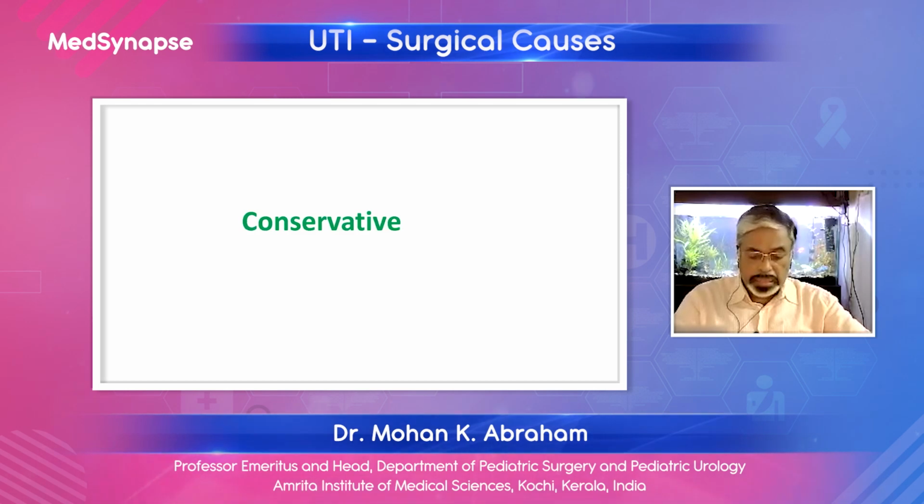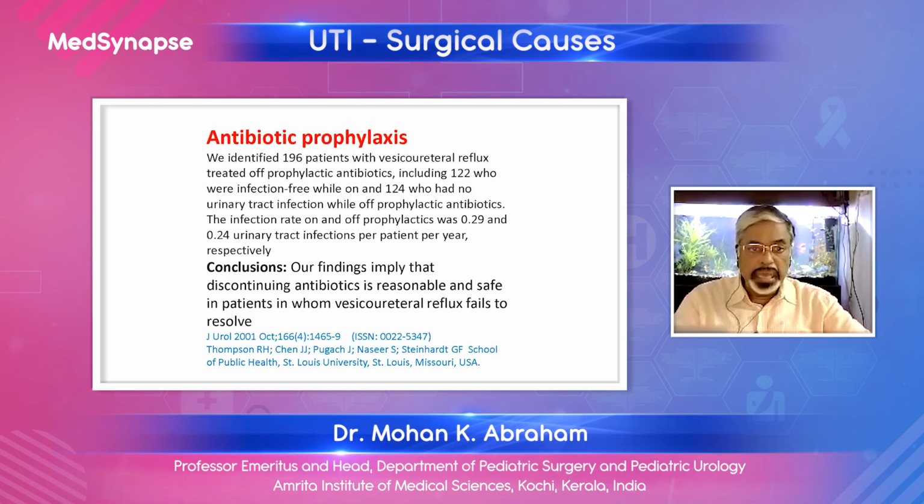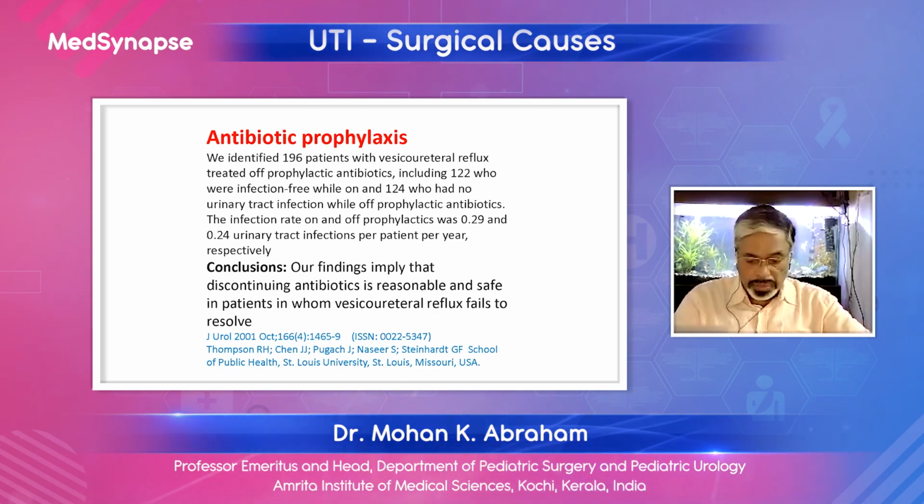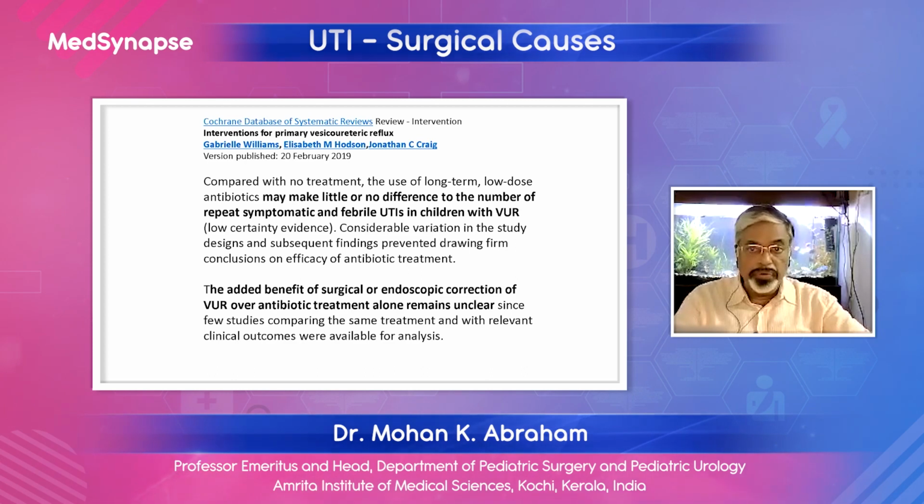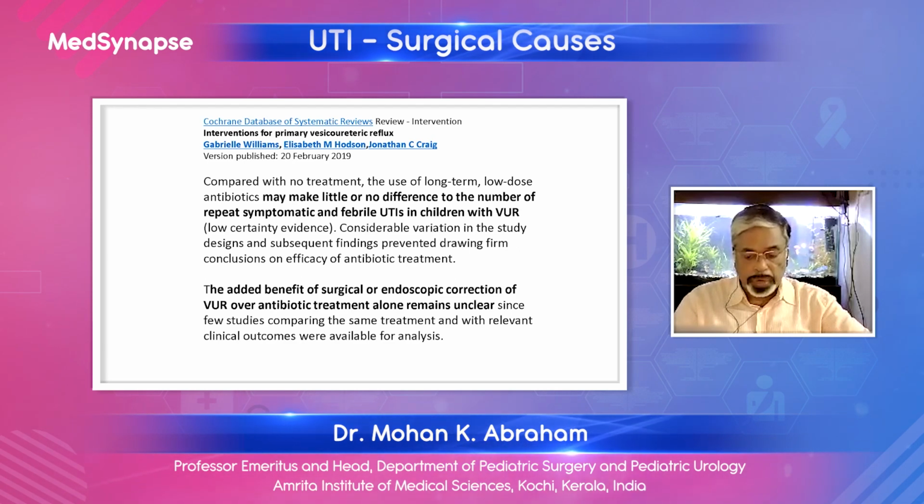How do you manage? As I said, conservative is the mainstay. Antibiotic prophylaxis, there are clashing opinions. Some people say it's not very useful. If you look at the Cochrane review, that says it makes little or no difference to the number of repeat symptomatic and febrile UTIs in children with VUR.